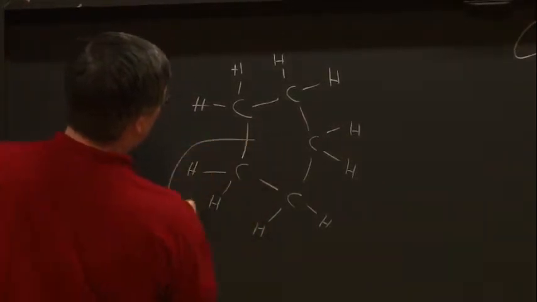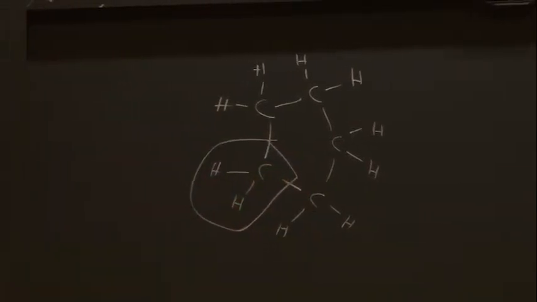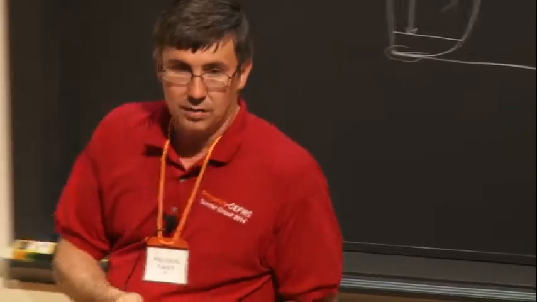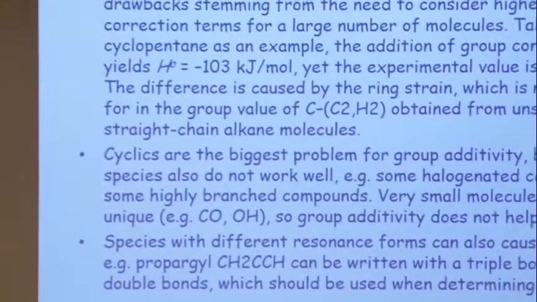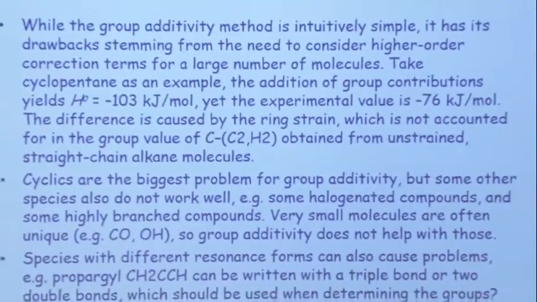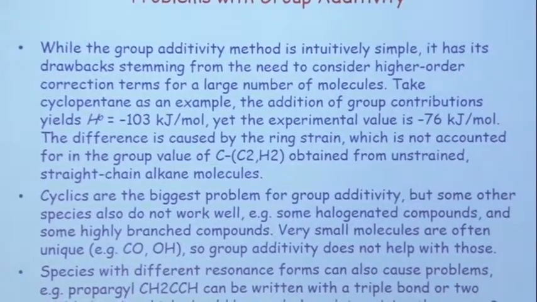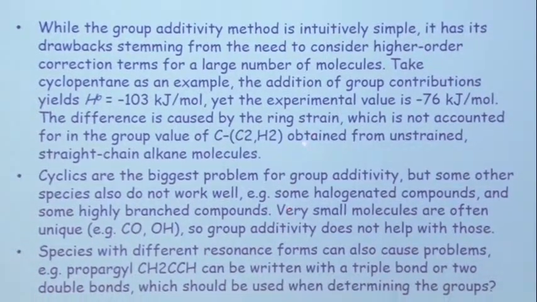So if you just take 5 of these units and add up their enthalpies, it doesn't work out. It doesn't give you the right heat of formation. You add them up, you get a negative 103 kilojoules per mole, but the experimental value is negative 76. So you're off almost 30 kilojoules per mole. And that's called the ring strain.